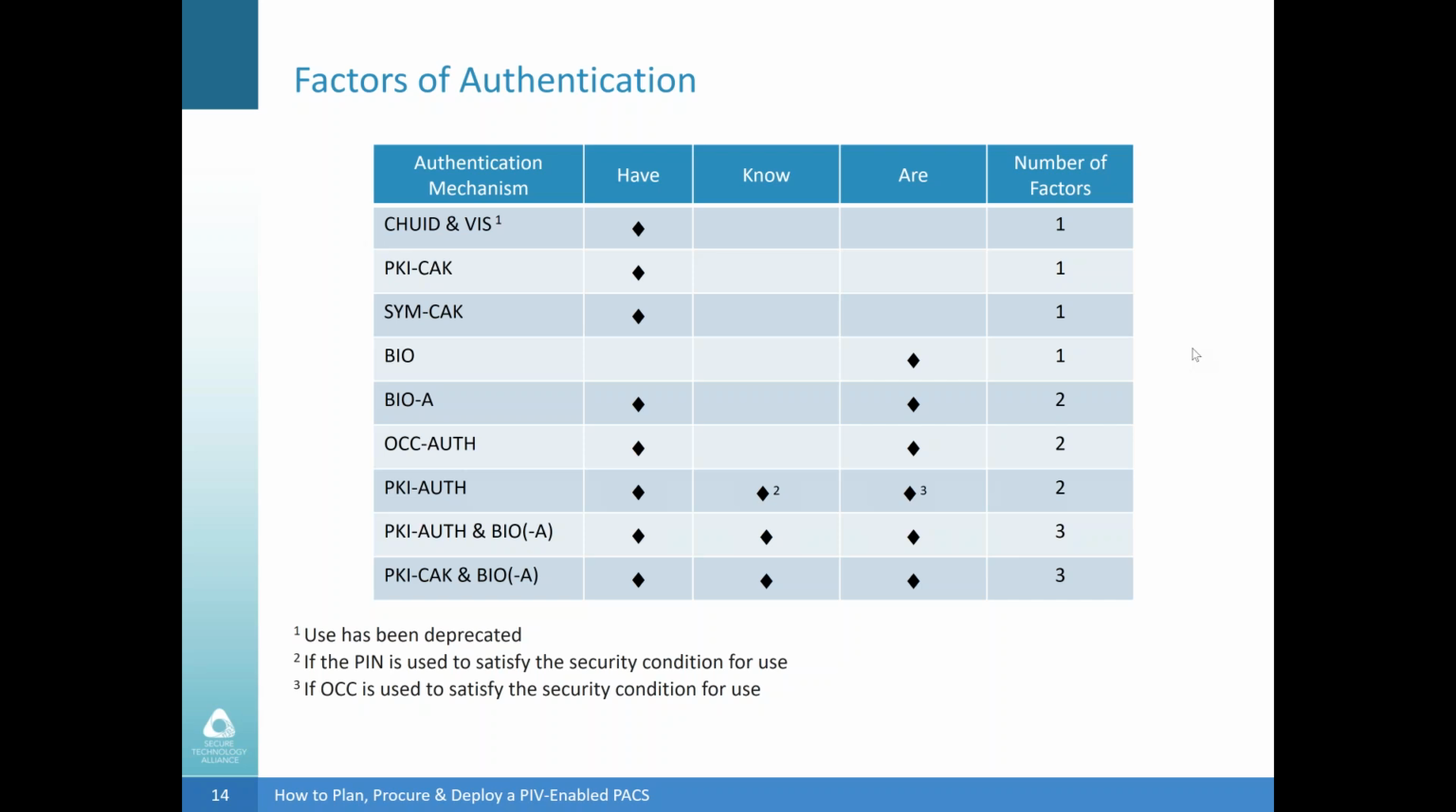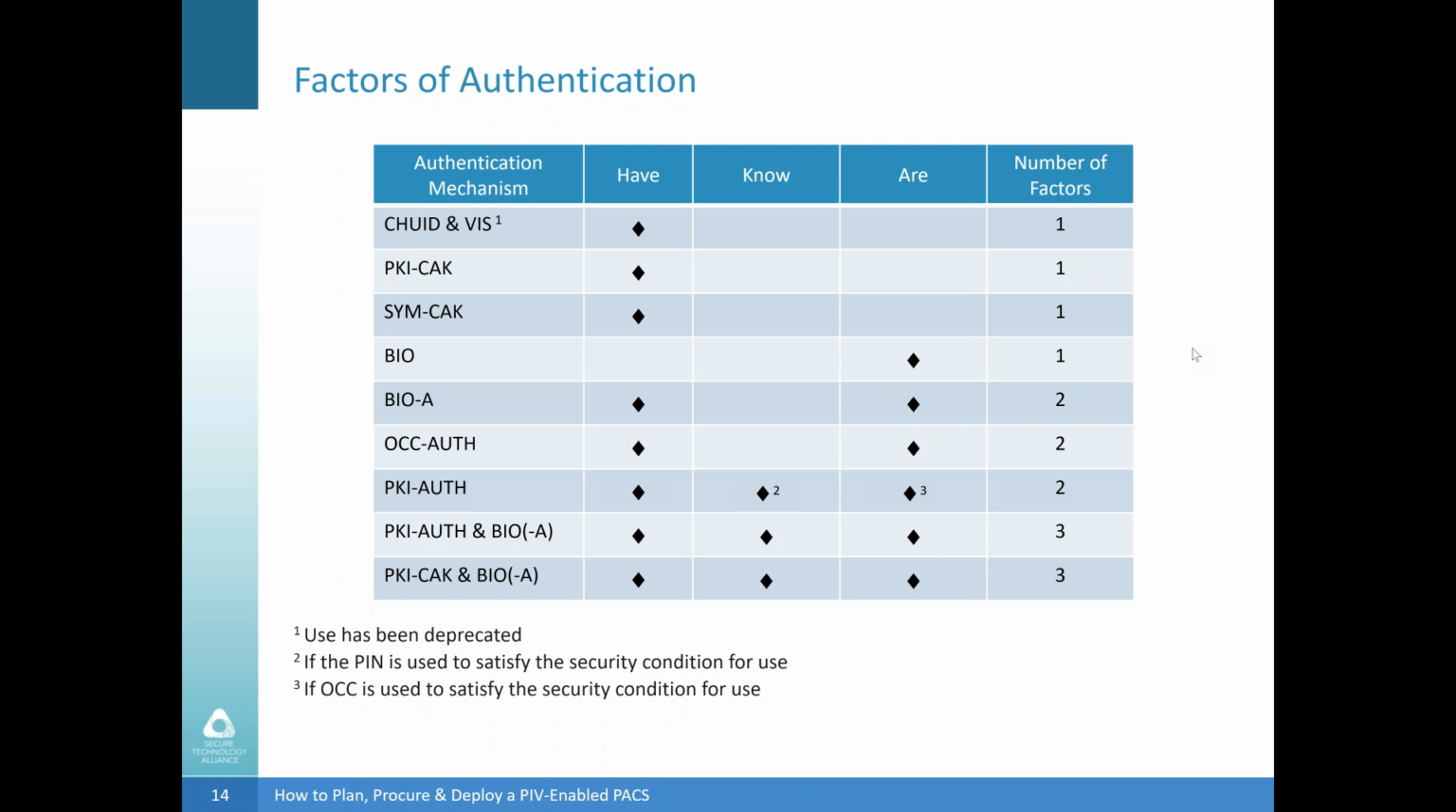This slide shows the factors that are verified when using each of the PIV authentication mechanisms. A few things to note. First is that the CHUID and VIS are being shown here, used together like we talked about earlier. Second, there are 2 ways to access the certificate when using PKI auth. When a PIN is used, it proves something you know. When OCC auth, or on-card comparison authentication, is used to access a certificate, it proves something you are. Remember I said earlier that OCC auth is relatively new and hasn't been widely adopted yet.